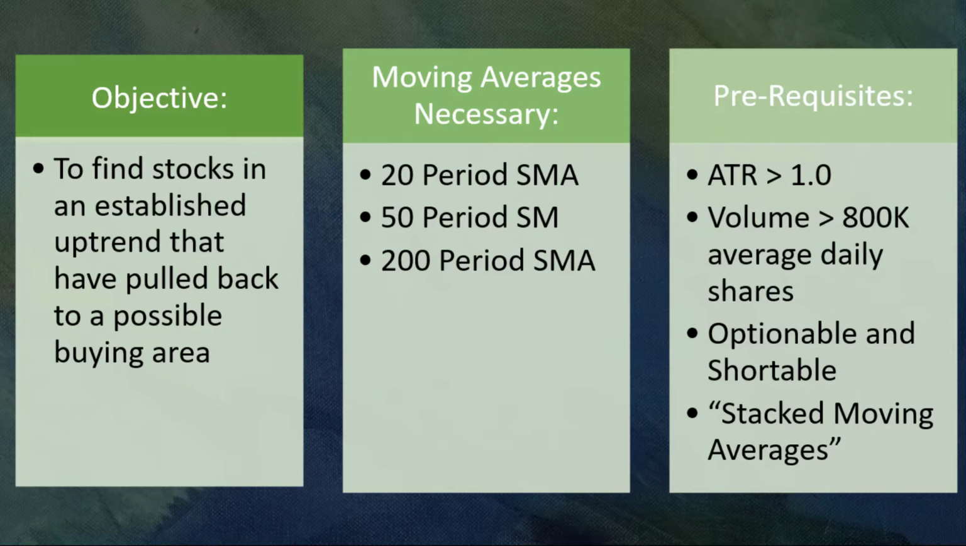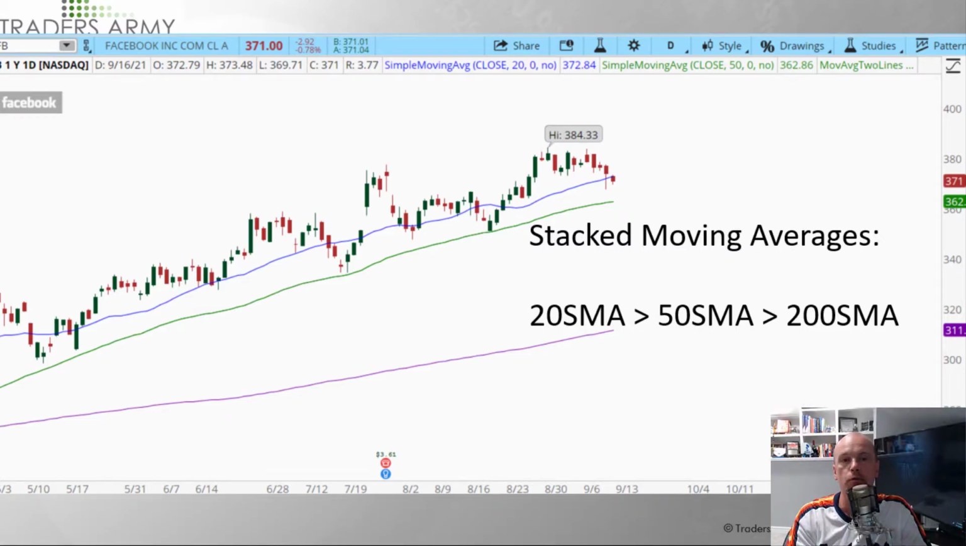And then the last thing is that we want the moving averages to be stacked, right? So what does it mean to be a stacked moving average? Let's look at a chart with those 3 moving averages. The 3 moving averages are on this chart of Facebook, and you can see that in purple, we have our 200-period simple moving average. In green is the 50-period simple moving average. And in blue is the 20-period simple moving average. This is the definition of stacked moving averages. The 20 is above the 50, and the 50 is above the 200.